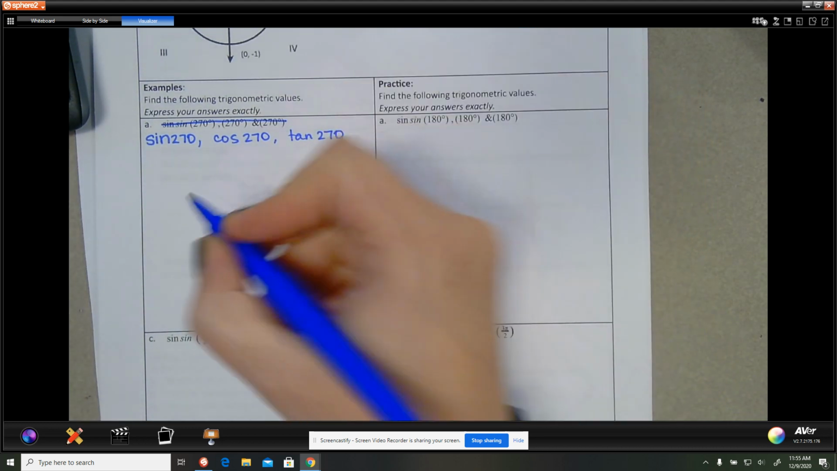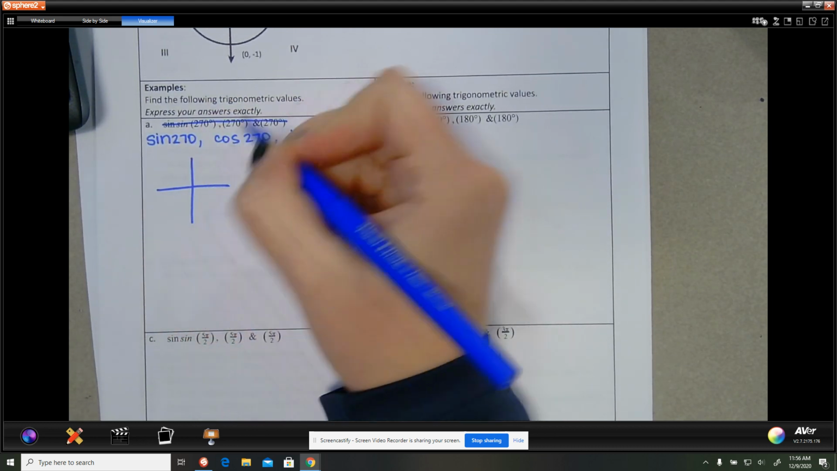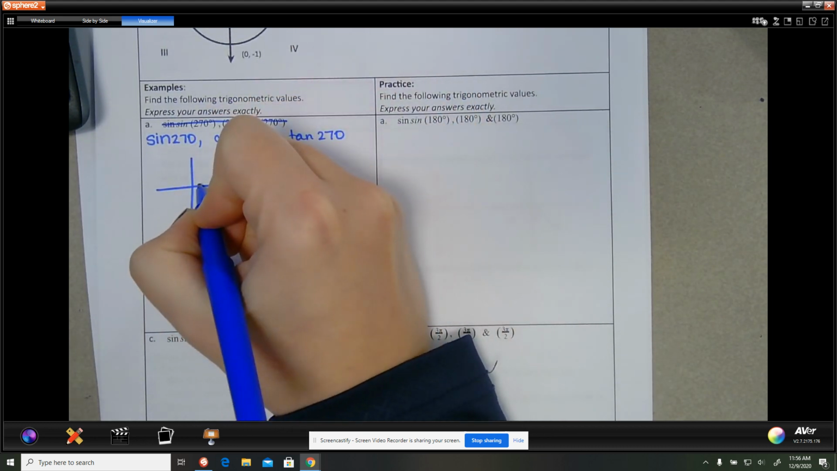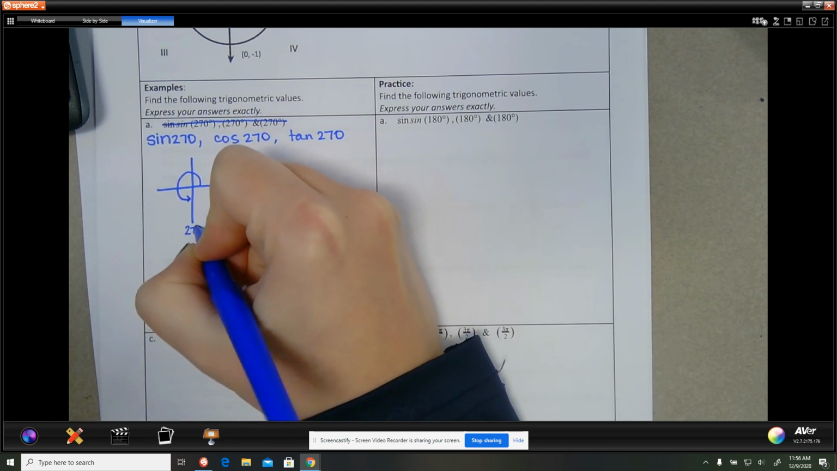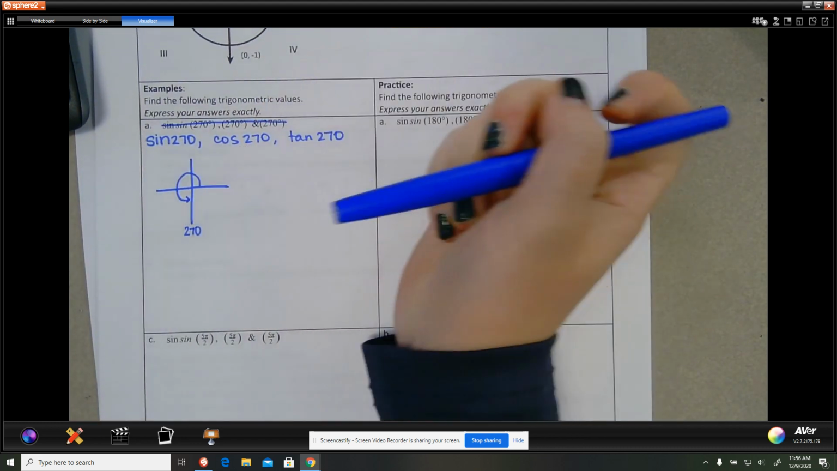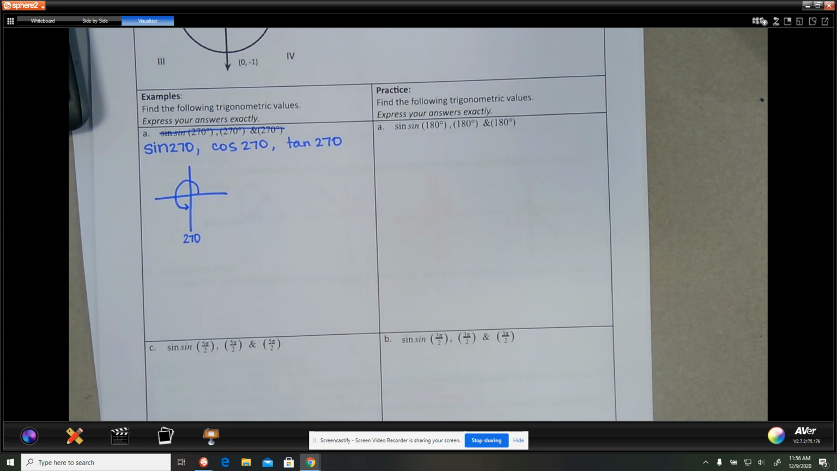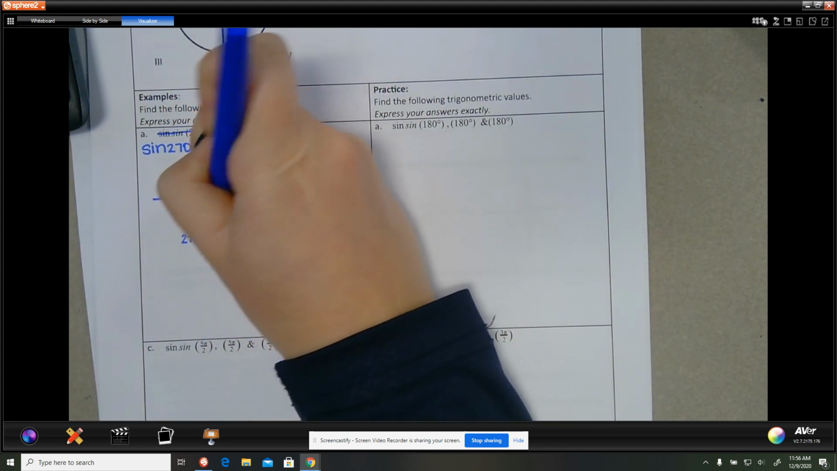So if we were to draw this on the unit circle, again, we have 270 degrees right here, terminating at the y-axis. We can't draw a right triangle because we can't bring this back to the x-axis. It's just a straight line. But we know that this ordered pair here is at 0, -1. That's my x and my y.